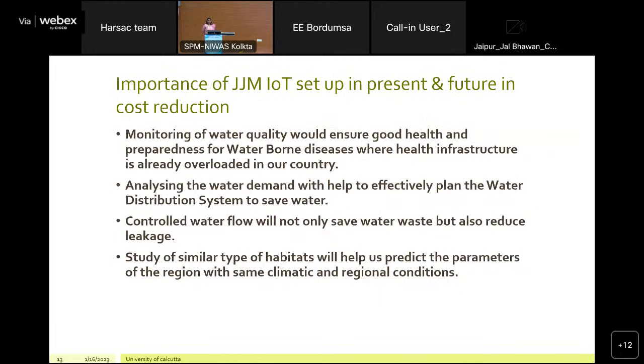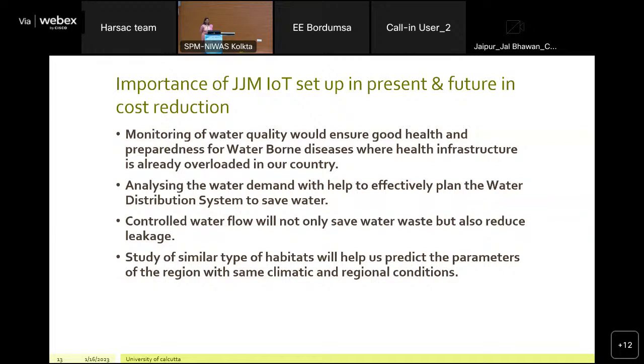So I would like to emphasize the importance of JJM in present and in future. The first point is very obvious because all the health department personalities and experts are here, because the more the quality of the water is ensured, the better it is. So analyzing the water demand helps in the effective planning of water distribution to save the water, because the water consumption depends not only on, as has already been described, the number of points that the water demand depends on. If we understand how and what is happening in a local area, we know how to control it and save water.